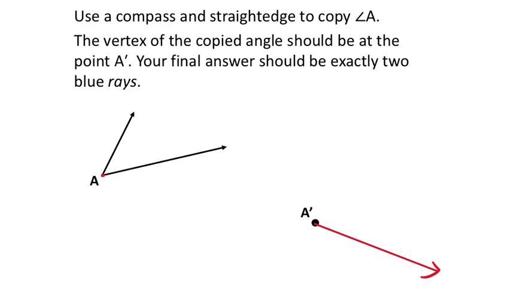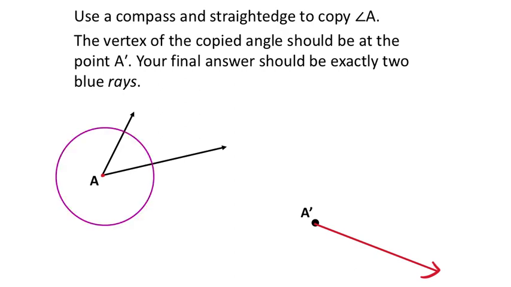Next, what I'm going to do is create a circle that's going to go through these two rays up here from the original angle. And it'll be at a center at point A. So I'm going to create a circle here, and then I'm going to move that circle. I'll draw the line that goes through these two, and I'm just going to move it down here, okay? So here's what that looks like.